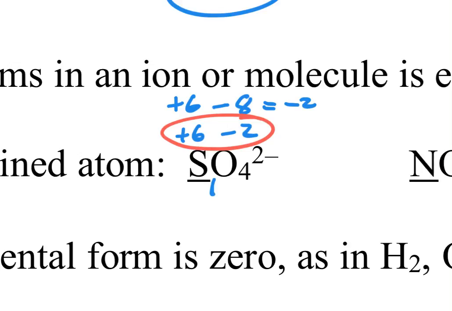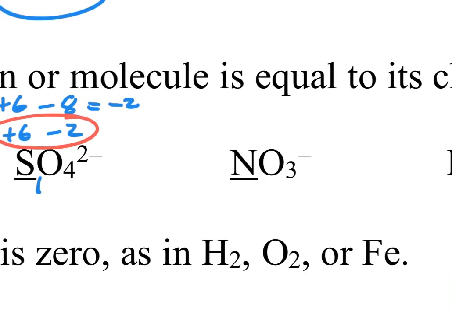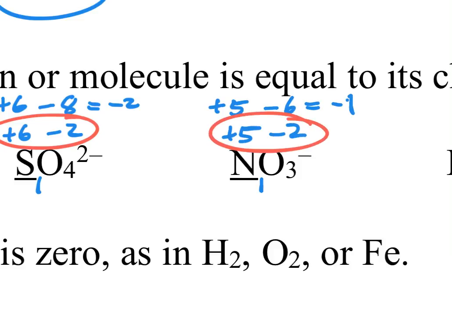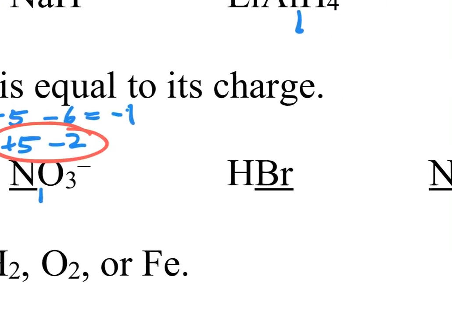All right, sliding over and taking a look at NO3-. Oxygen's -2 for a total of -6. I have a -1 charge overall, so the nitrogen has to bring +5 to the party. There's 1 nitrogen, so it has an oxidation state of +5. So again, those are my oxidation states.